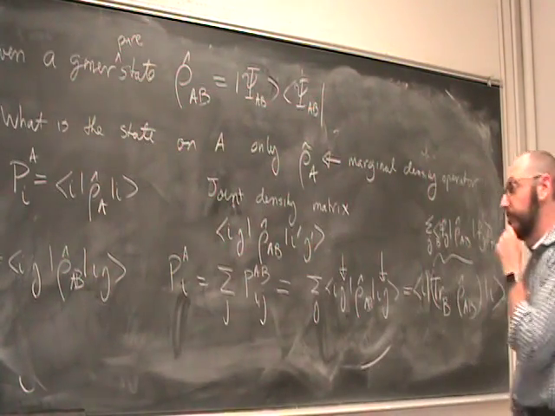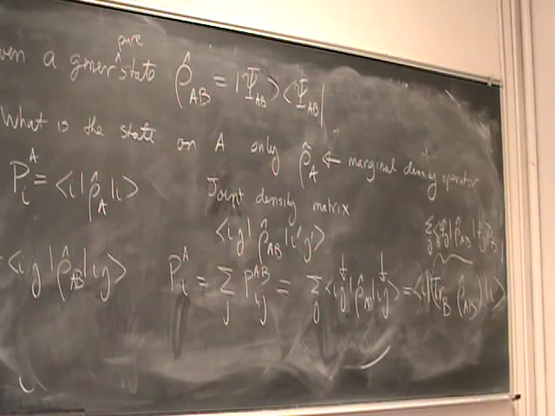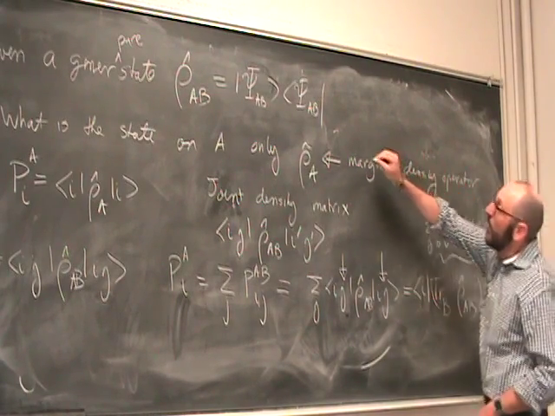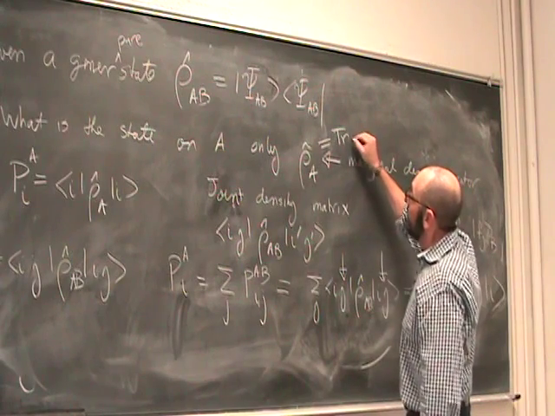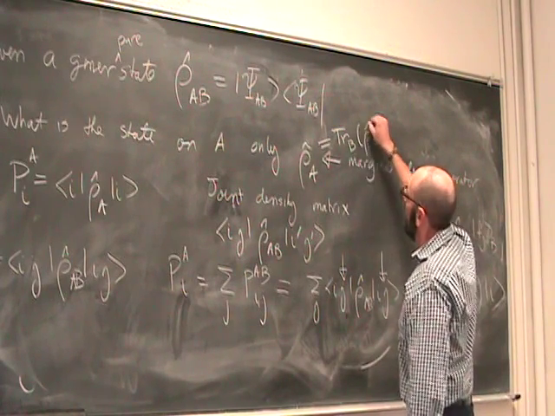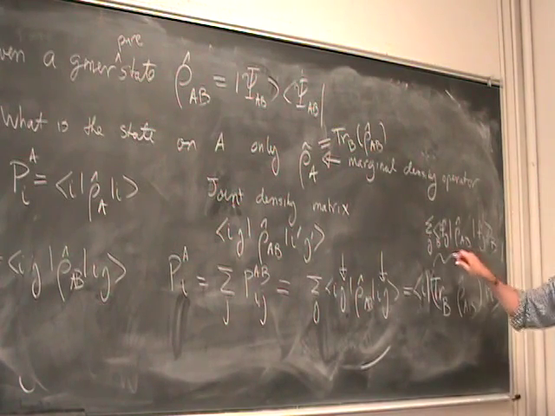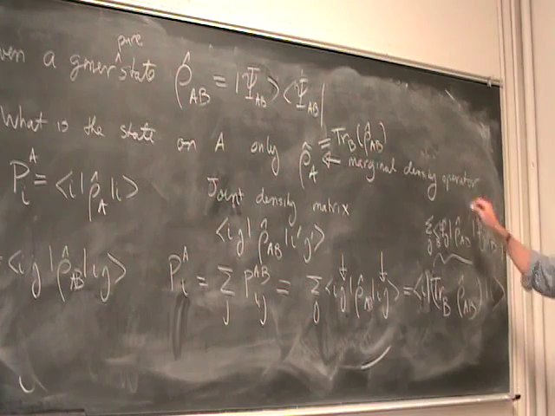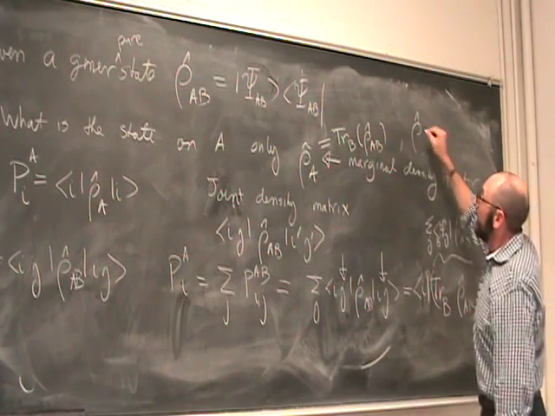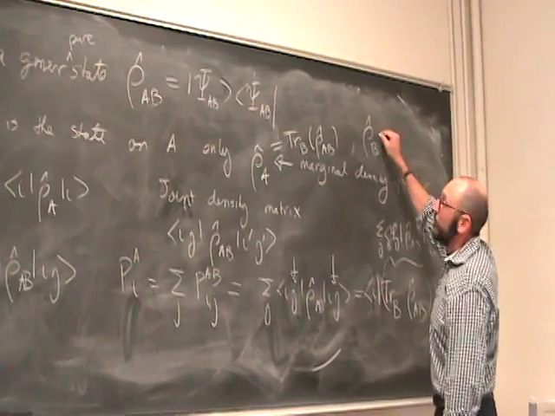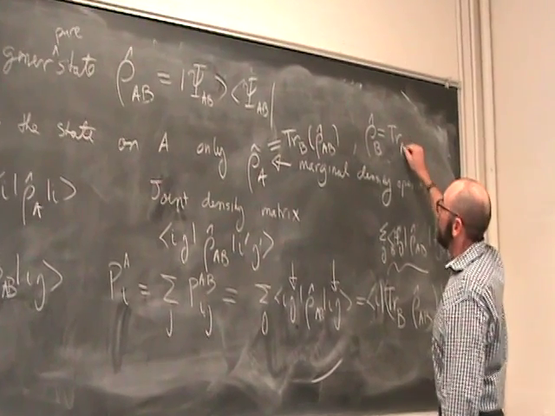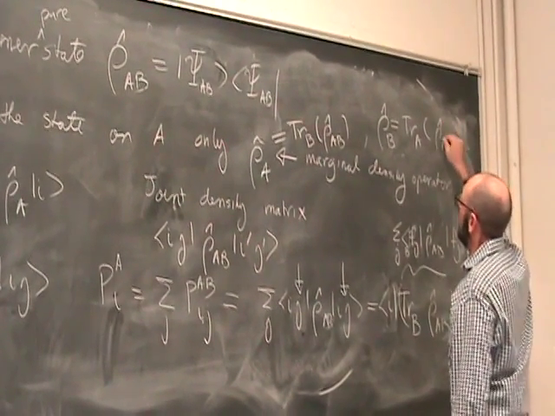Yep. Indeed. So we get the marginal density operator here, which is the trace over system B of rho AB, given by this expression. Similarly, the marginal density operator for system B I obtain by tracing out system A.